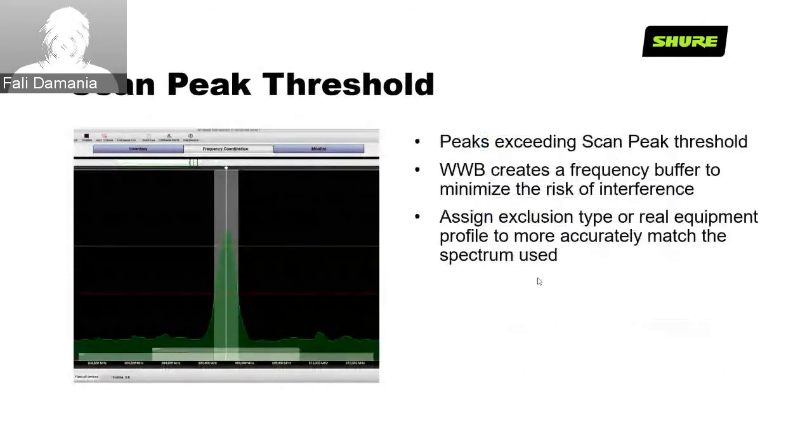Now, I'm sure you'll have noticed the second horizontal line, which is colored in orange. That's called the scan peak threshold. What you need to tell the software is, if you have a peak that goes above the orange line, what exactly is it? Why this is very important is because it takes the information that you give it and uses that information in how it calculates intermodulations, to an extent. There are various ways in which you can categorize a frequency which is above the scan peak threshold. It also creates a frequency buffer, you see the legs of the frequency, to minimize basically the risk of interference. In simple terms, it tells you how close you can put one of your frequencies to that scan peak. And there are various categories of scan peaks, and we'll go through that in a little bit.